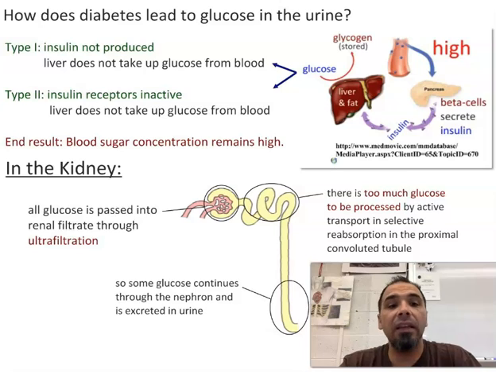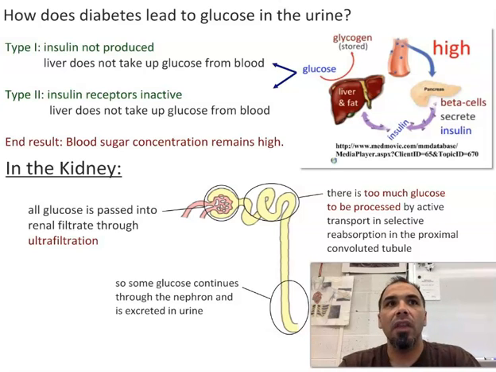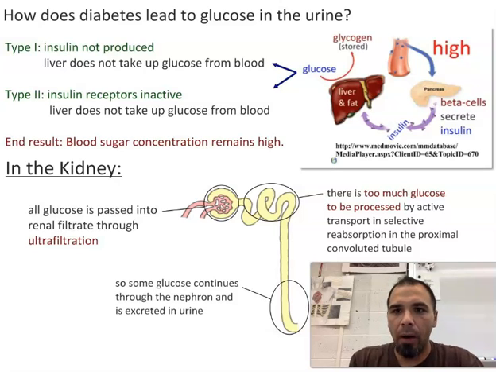What happens is in the kidney, all glucose is passed through renal filtrate through ultrafiltration. Since there's too much glucose to be processed by active transport, it's just released through the urine. So essentially there's too much glucose in the blood, and your kidneys filter the blood, and that's how it gets rid of that excess glucose, through the urine. You can pause this, and I'll put some links for you guys to get a little more information.